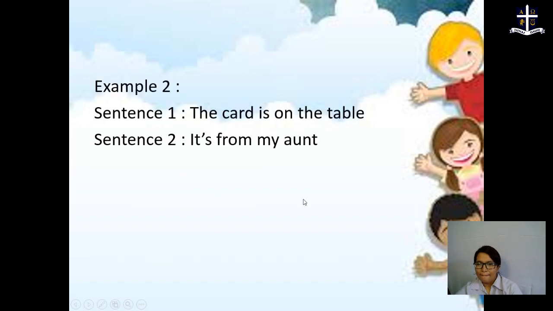Okay, the next example, example two. I have two sentences here. Sentence one: the card is on the table. Okay, and then sentence two: it's from my aunt. So can you please make these two sentences become one? Okay, how do you create the new sentence? So the way is like this, the same way as before, yeah?